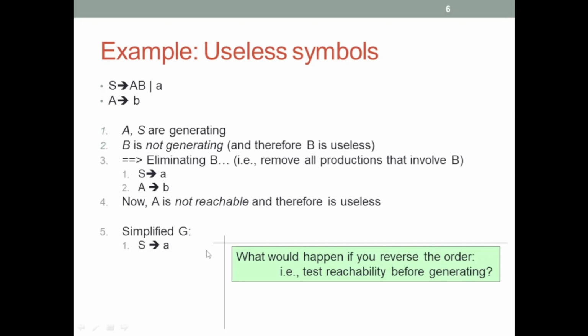Now we can think about what would happen if we reverse the order, that is, first test reachability before generating. Now we will fail to remove the A derives b.